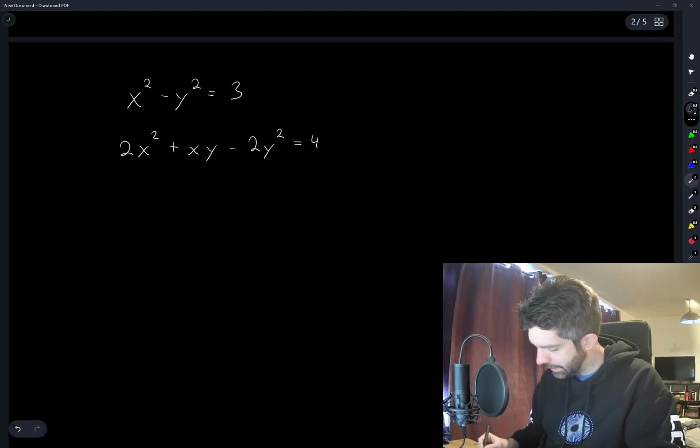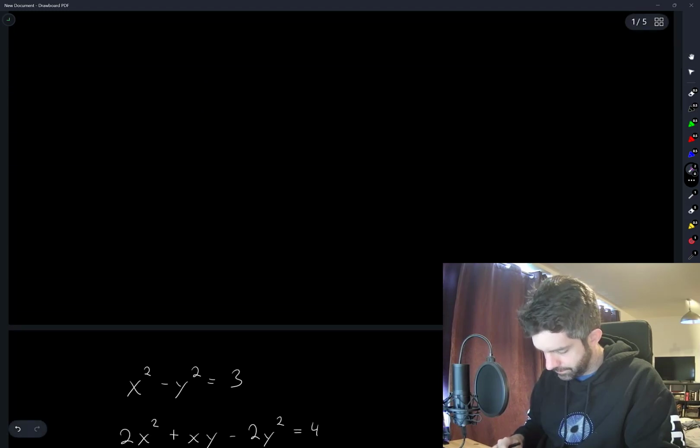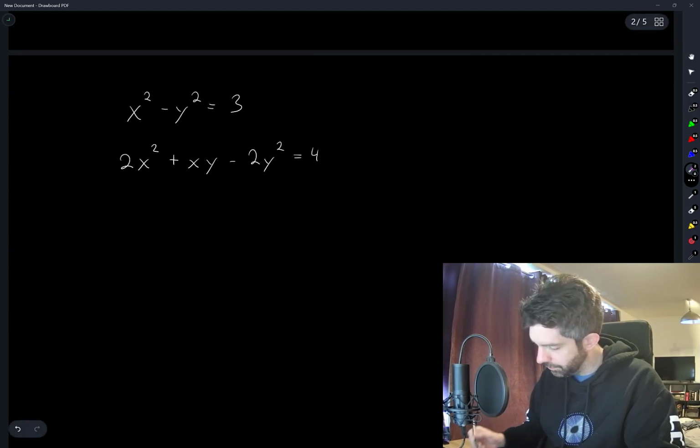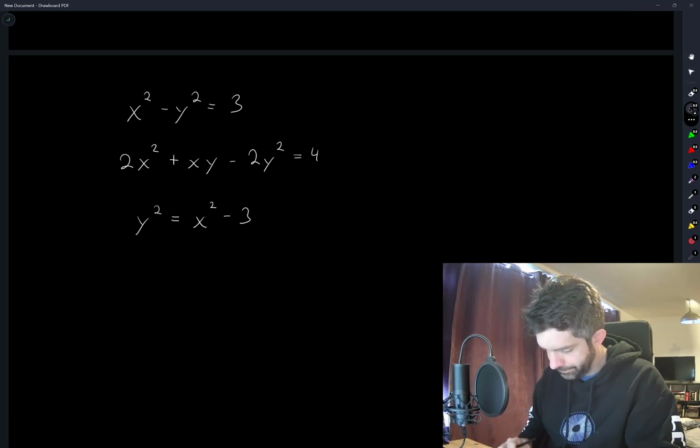Okay, so what I did is essentially what my first instinct was: to solve for one of these two variables in terms of the other and make the substitution. What I ended up doing is solving for, wait a minute. Yeah, I wrote y squared in terms of x squared. So of course I have y squared is equal to x squared minus 3.